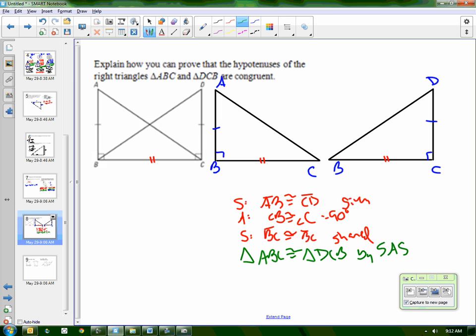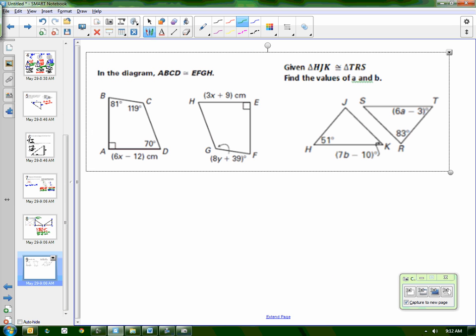Now, that's not actually what they asked me to prove. They asked about the hypotenuses. That would be AC is congruent to BD by CPCTC, the corresponding parts of congruent triangles are congruent. Since I proved the triangles, I can say all their parts are congruent.